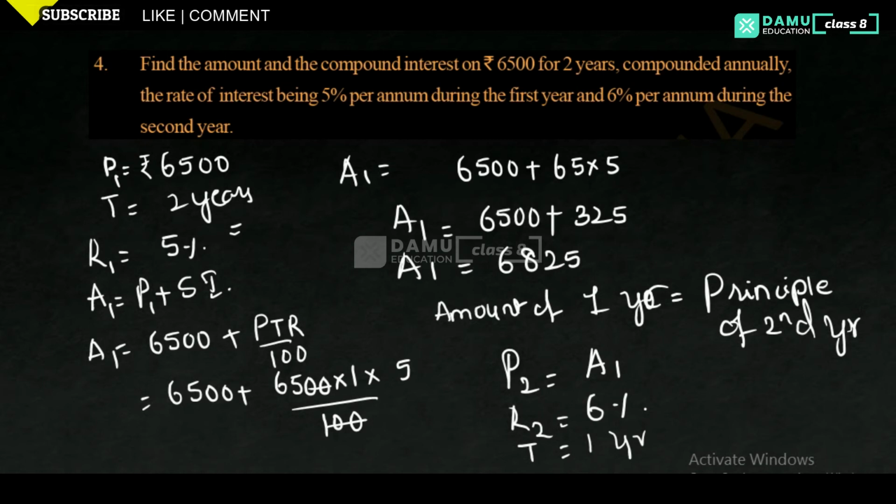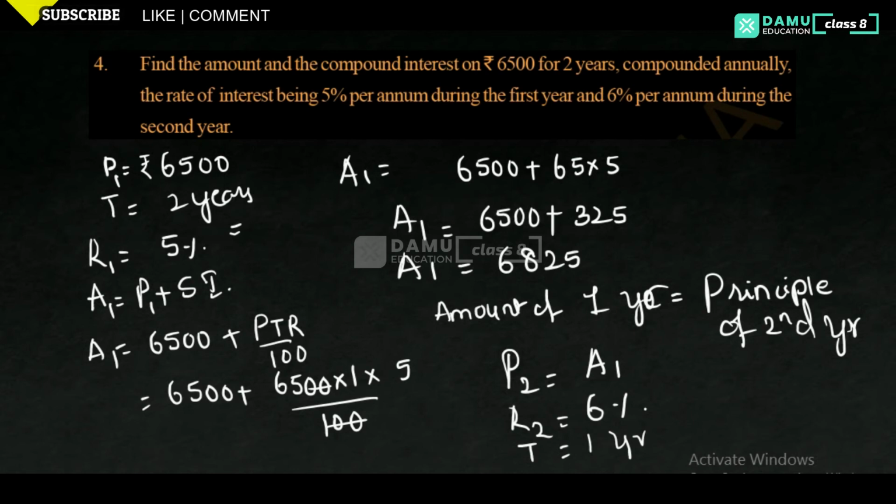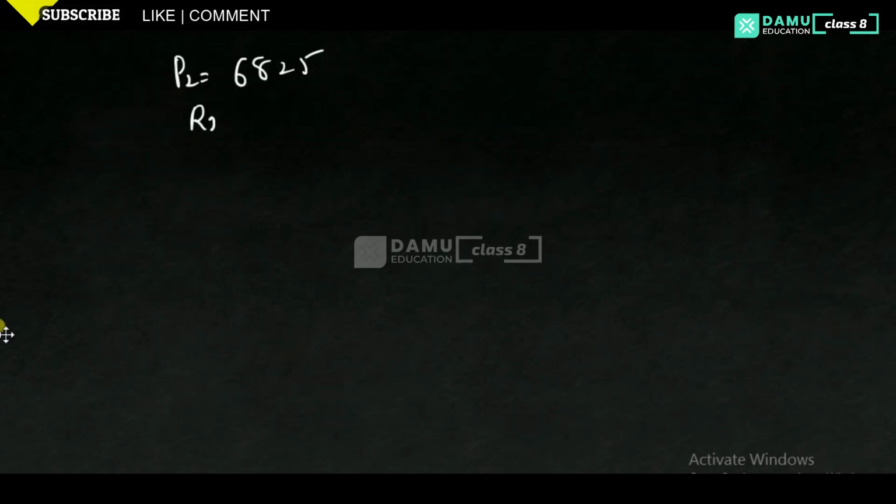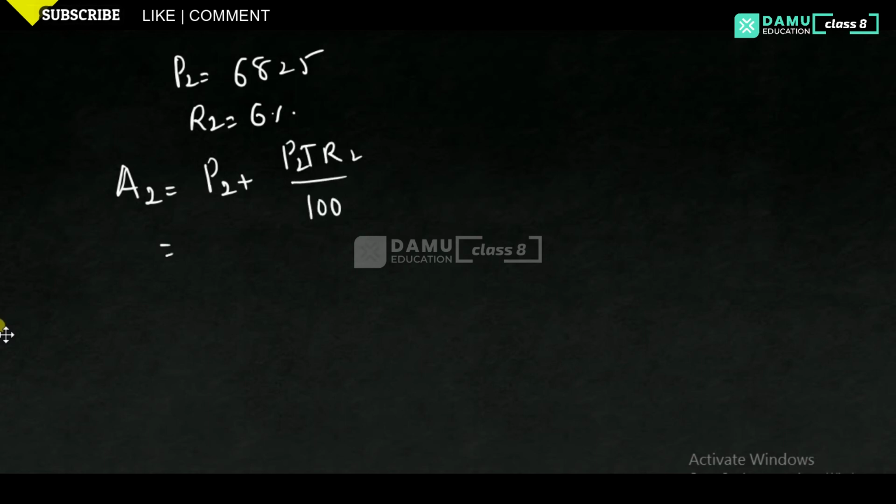So let's find what that is. The principal P2 will be equal to 6,825 rupees, and the rate of interest R2 will be equal to 6%. Then calculate the amount. The amount for the next year will be equal to P2 plus PTR by 100. So let's take P2 as 6,825 plus 6,825 into 1 into rate of interest 6, then divided by 100.